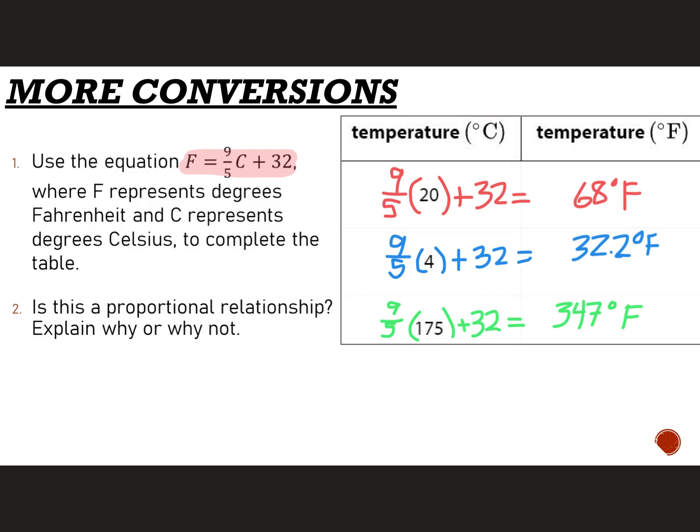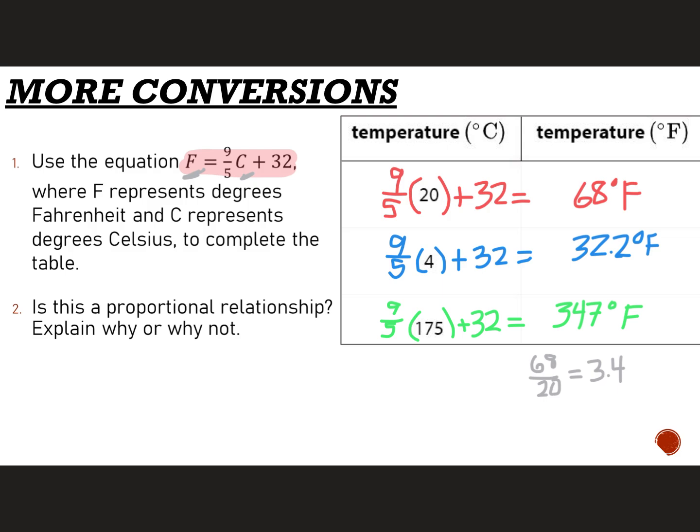Is this a proportional relationship? Explain why or why not. So what we would have to do to figure out the proportional relationship is take our F values and divide by the C values. So you would take 68 divided by 20 and see what you get, which would be 3.4.